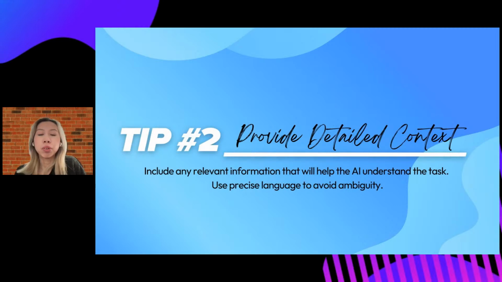Tip number two, provide detailed context. Include any relevant information that will help the AI understand the task. Use precise language to avoid ambiguity, ensuring that the AI has all the necessary details to generate accurate and relevant content.